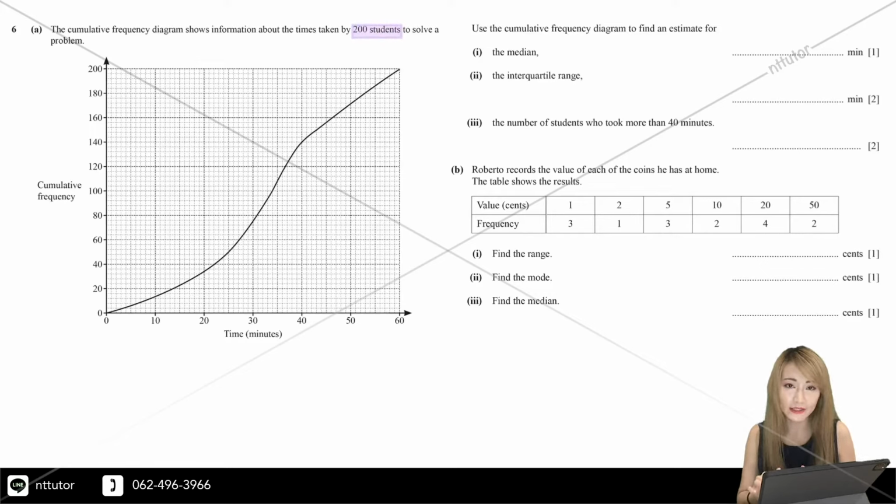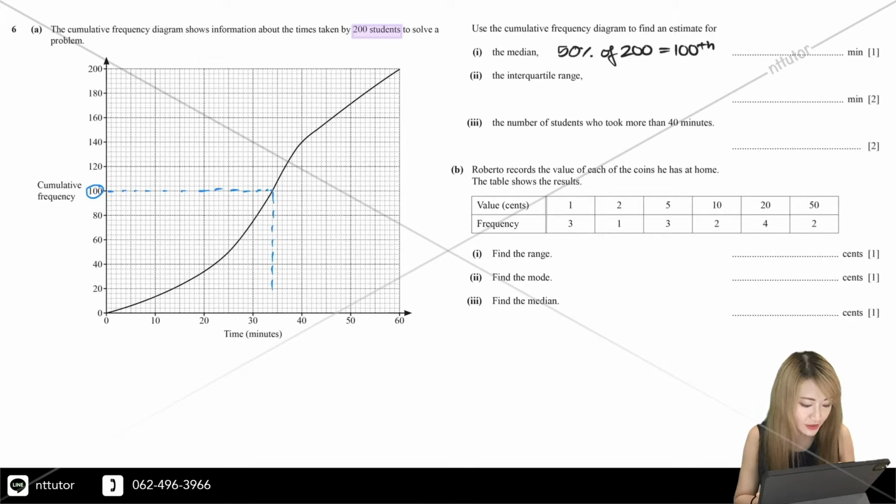The median is the value in the middle. So the middle of 200 would be 50% of 200. So that's 100. So we're looking for the 100th student. So we go to the cumulative frequency at 100, draw a straight line, hit the graph at that point, and it corresponds to 34 minutes. So the median is 34 minutes.